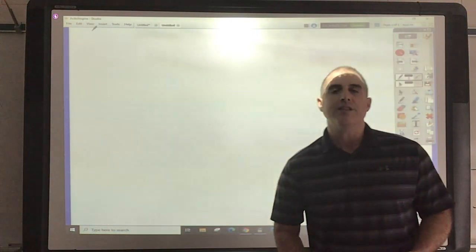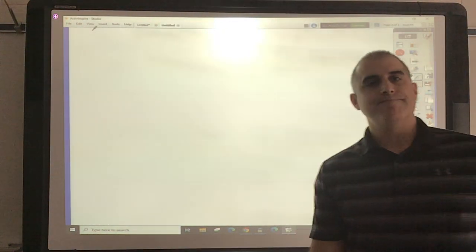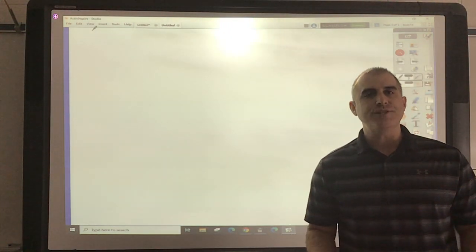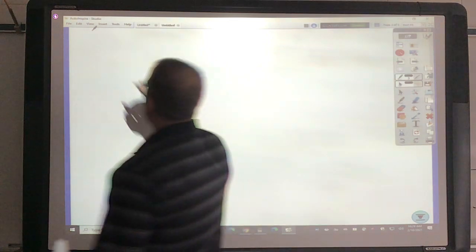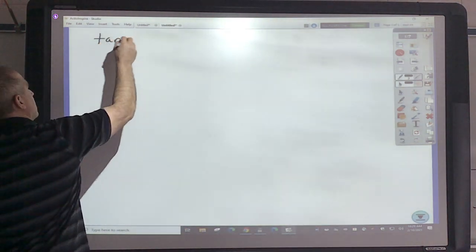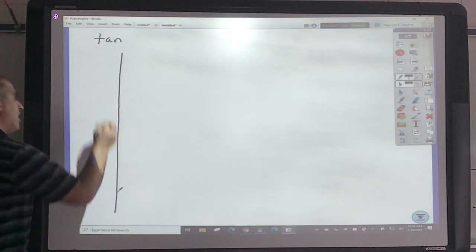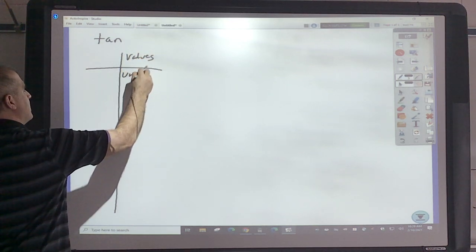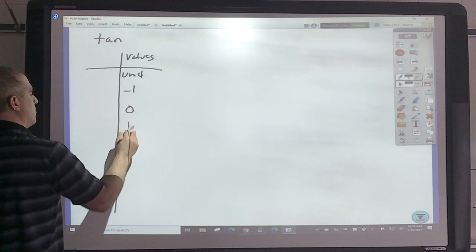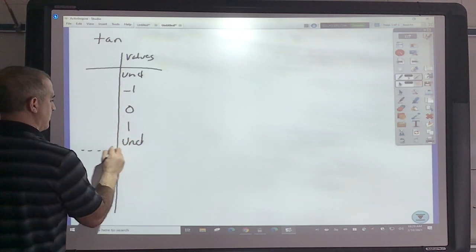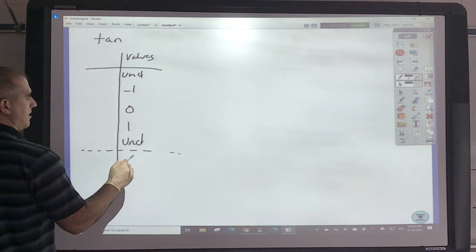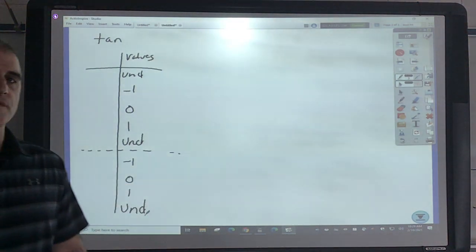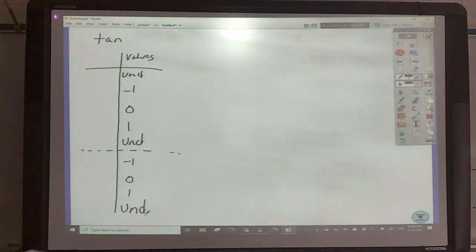Okay, this is going to be the next video on trig graphs. This is going to be tangent and cotangent, okay? Couple things I want to distinguish. Tan, all right, the values, okay? These are the values, a little bit different. Undefined, -1, 0, 1, undefined. You actually are moving in increments of 45 or pi over 4, which we'll talk about later.